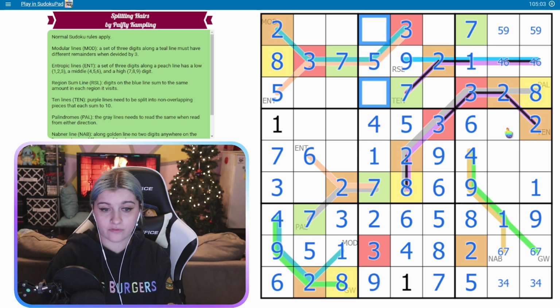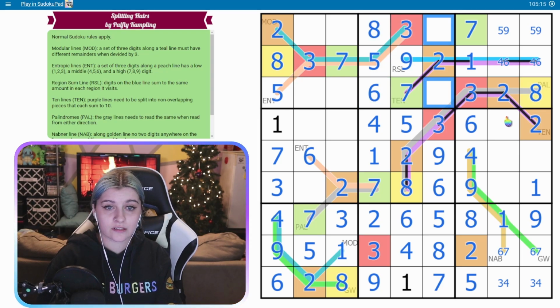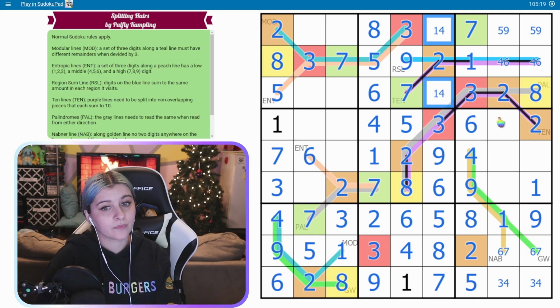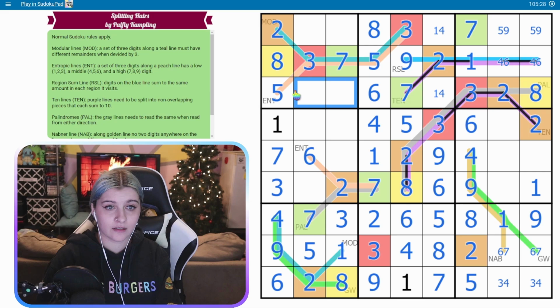1, 2, 3, 4, 5, 6, 7. There you go. 8, 9. 6, 8. This is an 8, so this is a 6, and this is an 8. These two digits are a 1, 2, 3, 4, 5, 6, 7, 8, 9. Ooh, I don't have those yet. Don't have those yet. Okay.